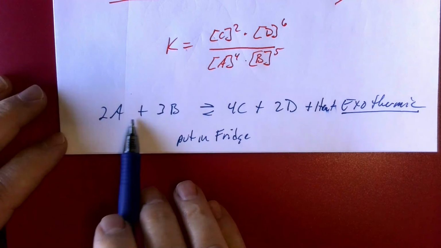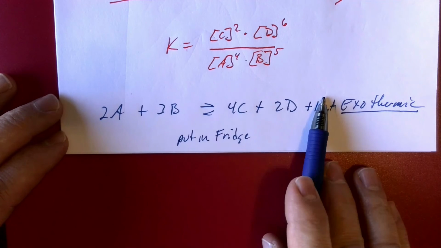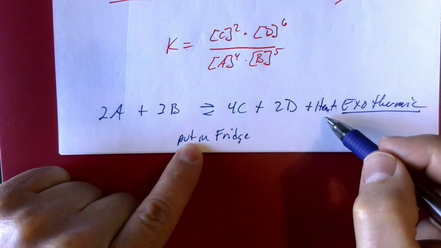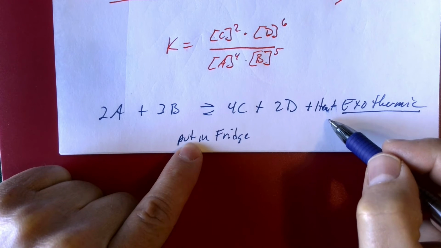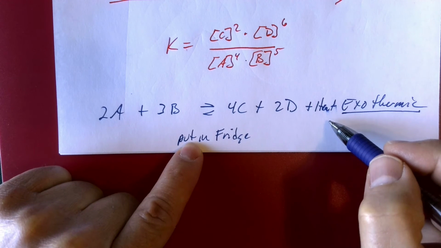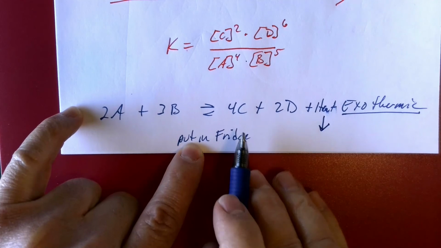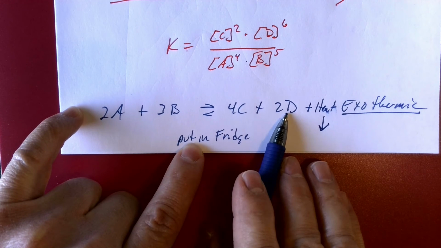I'm saying once I've reached equilibrium, if I put this in the fridge, what am I going to be doing to the heat in this reaction? You're going to be taking it away. I'm going to be taking it away. It's going to go down, right? What's that going to do to the amount of C and D that are produced?